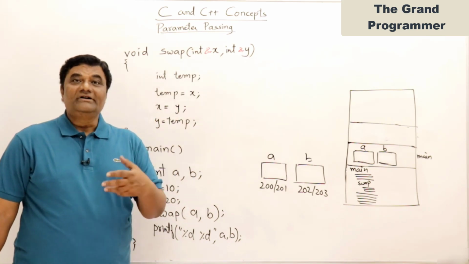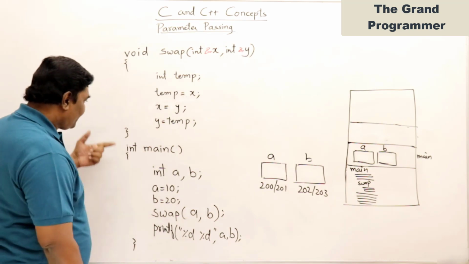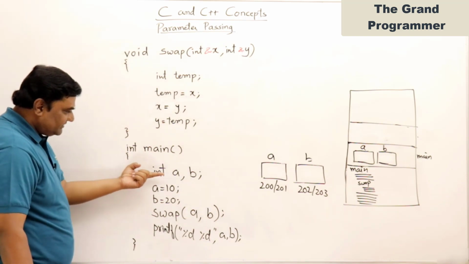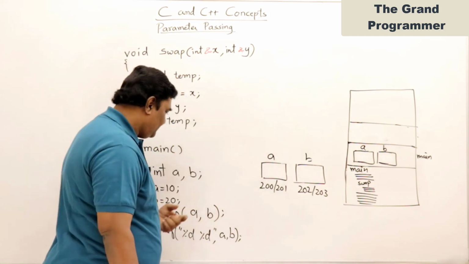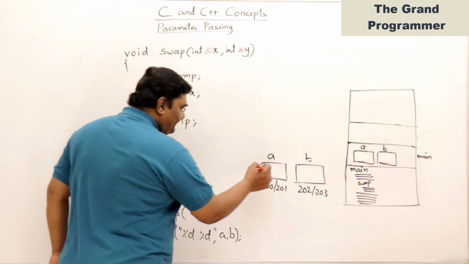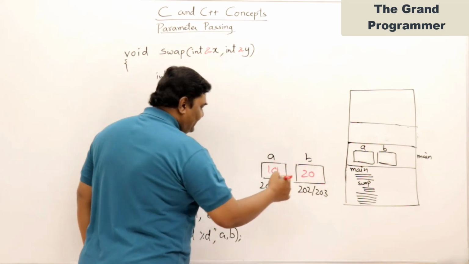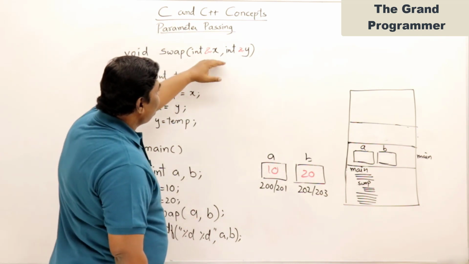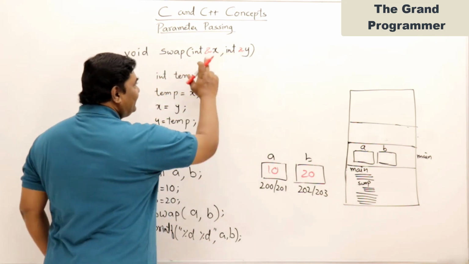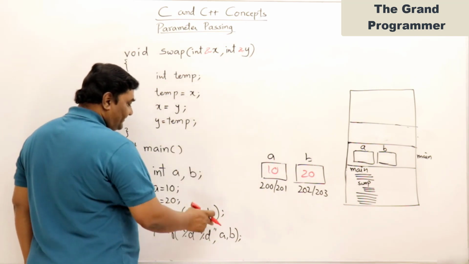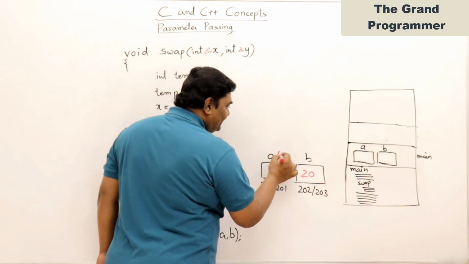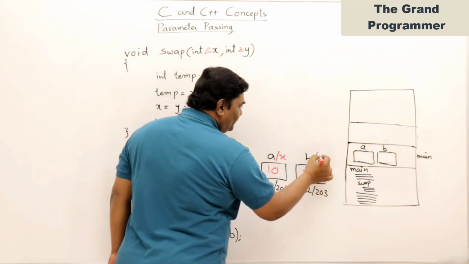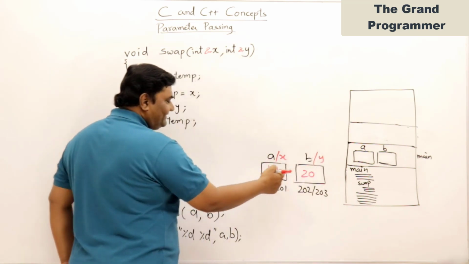Now, how it works. See this. Let us start. Program starts from main function. A and B are two variables. A is having value 10, B is having value 20. Swap function is called by passing A and B. A and B are passed to X and Y. X becomes a reference to A, Y becomes a reference to B. A reference is nothing but an alias or another name or a nickname to a variable. So this itself is X and that itself is Y.